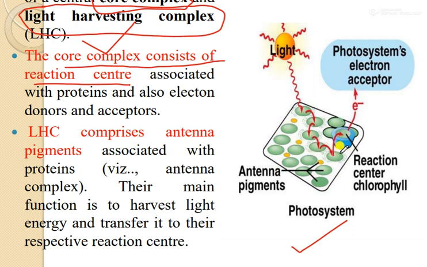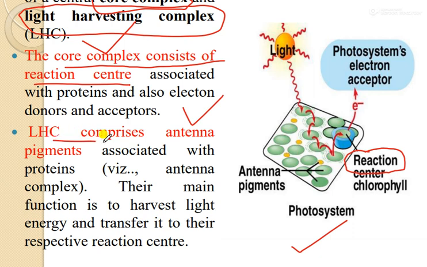First is the core complex. The core complex has a reaction center. The reaction center is not anything else, it is a special chlorophyll molecule. This reaction center is associated with certain proteins, and it also contains electron donors and acceptors. So along with the reaction center there are some proteins, and the core complex also has some electron donors and acceptors.